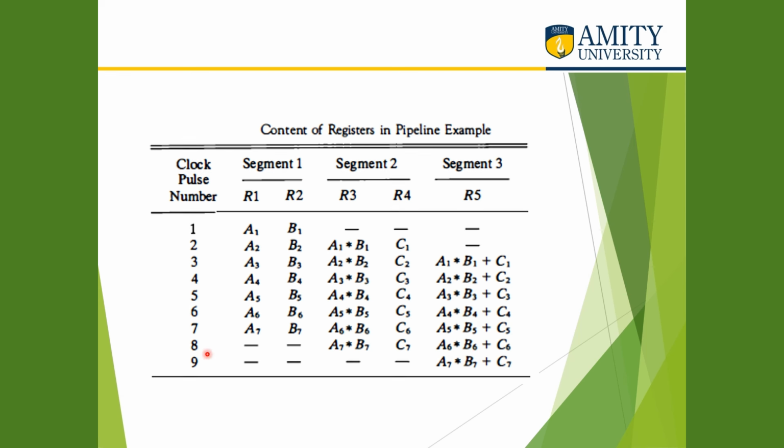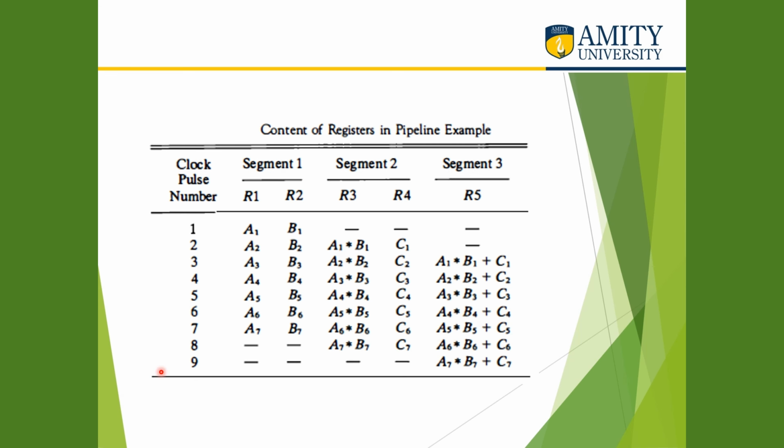This is because at clock cycle 8, we do not have any inputs for A and B, but we have an operation being performed in segment 2, which is the multiplication of A7 and B7 and the input of C7. And in segment 3 we have the final output of A6 B6 added to C6. Here, this one goes here, fine.